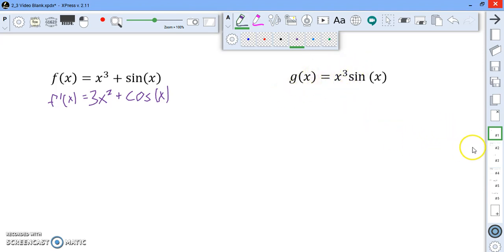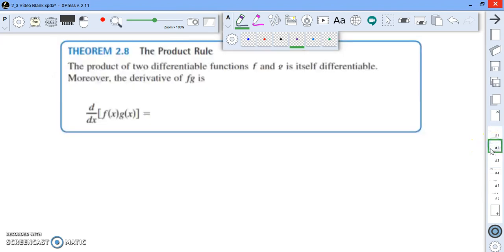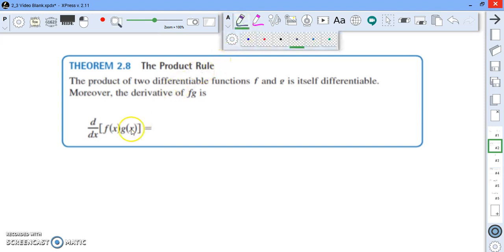There's a rule for how you do derivative of a product of functions. It is called the product rule. The product rule states that the derivative of the product of two functions, f times g, is going to be f times g prime plus g times f prime. Sometimes they'll be written in the other order.